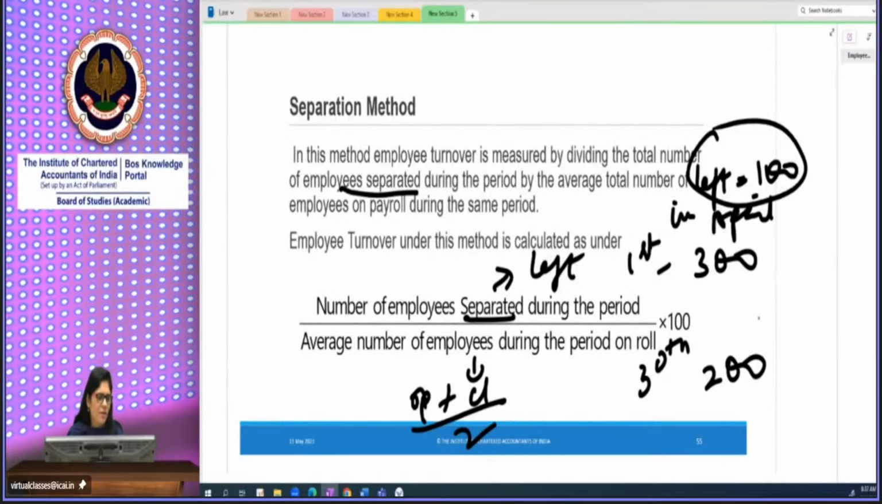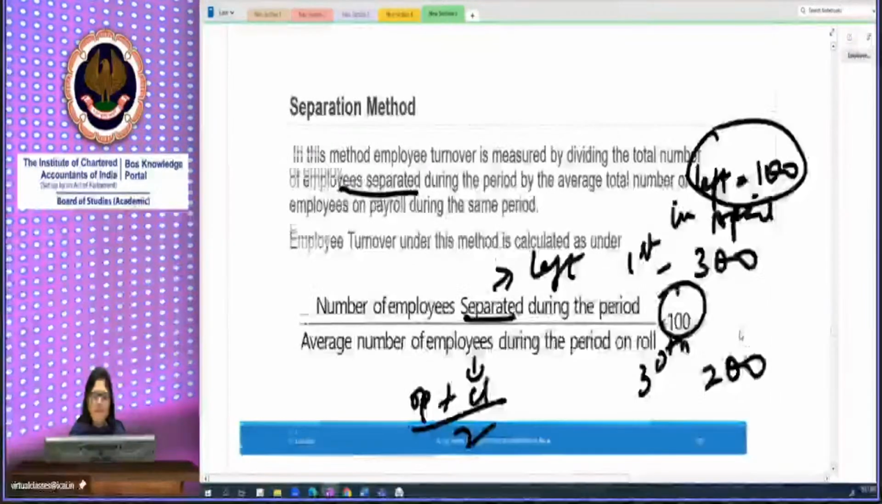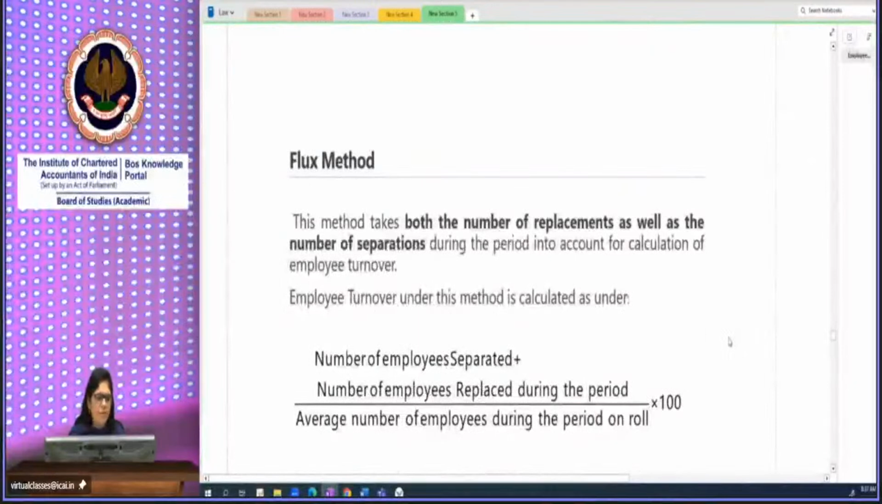40%, great. So 0.4, Vikas Kumar, it's always multiplied by 100, so it is denoted as a percentage. Clear? You have to denote the answer in percentage. So that is the separation method. Let's move on to the flux method.